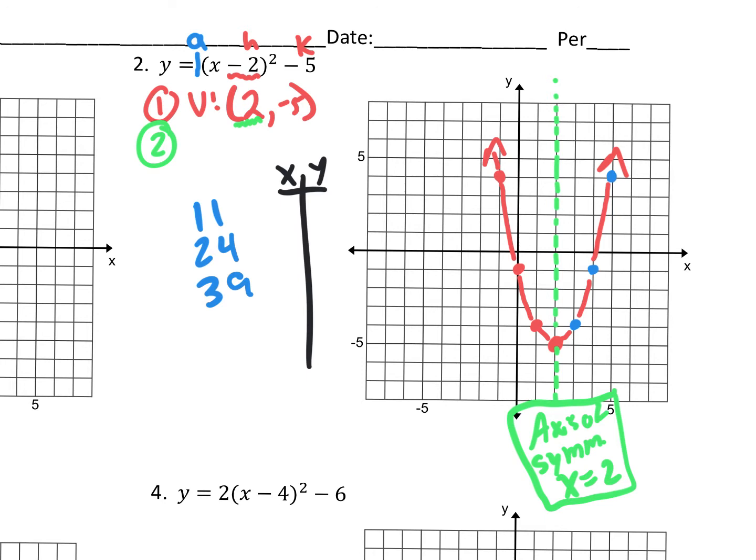We've stated the vertex, we stated the axis of symmetry. We could say that this vertex right here is a minimum value, okay? What else? We could state the domain. The domain is x equals all real numbers.